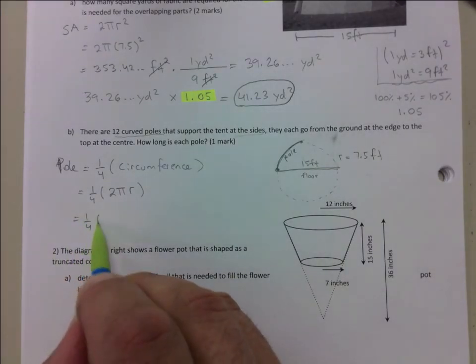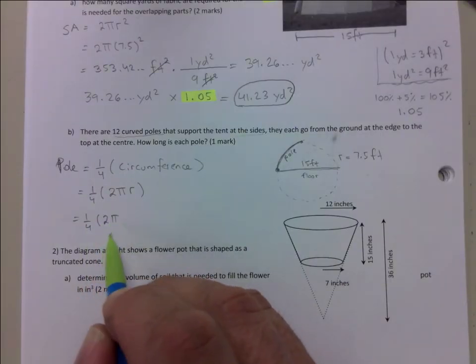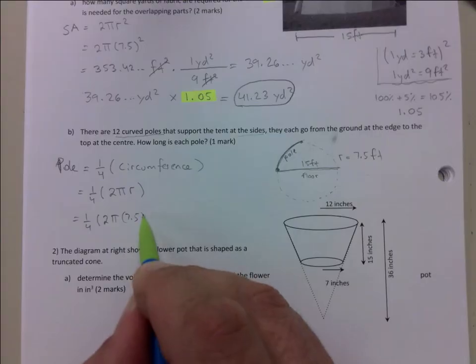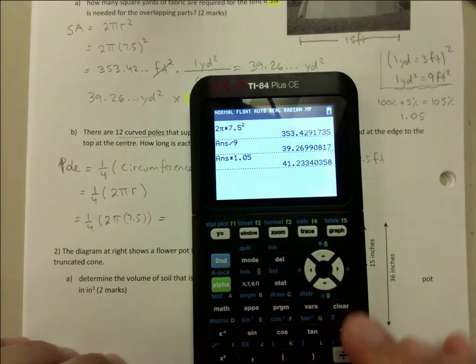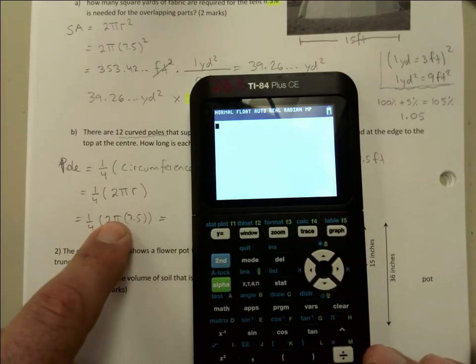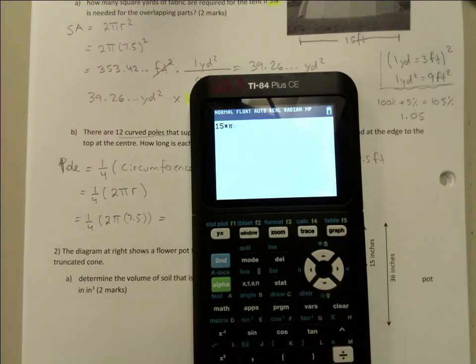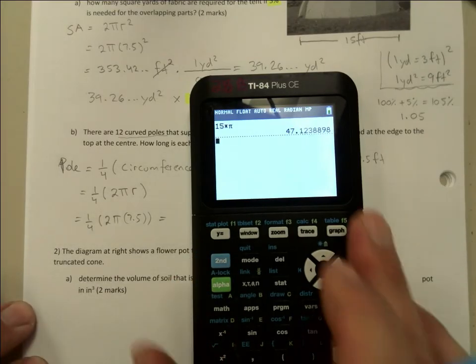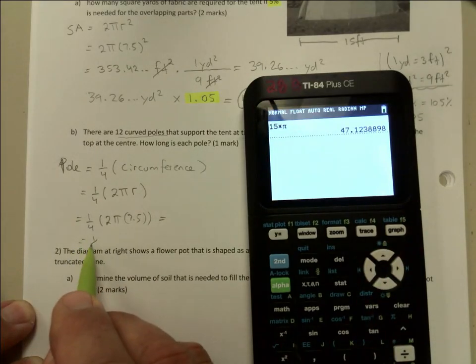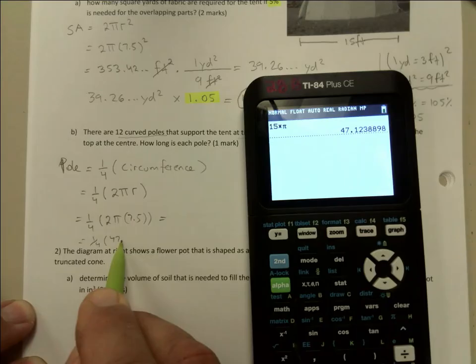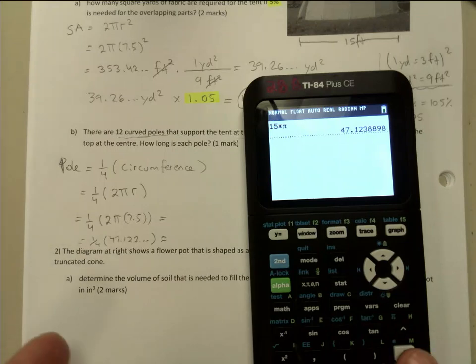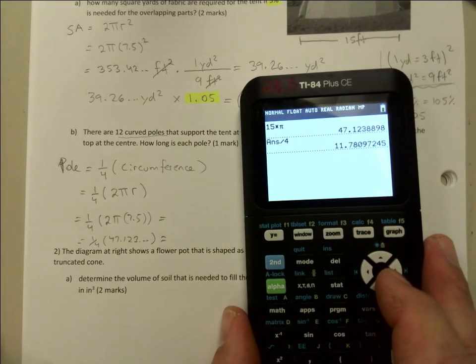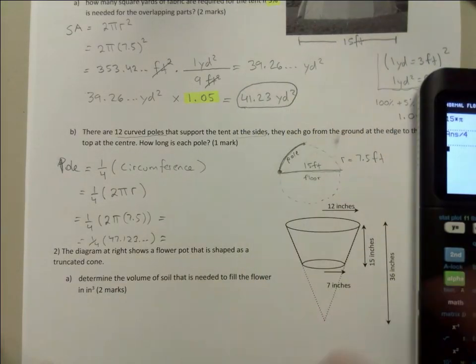So a quarter, 2 pi, the radius is 7.5. So that's basically 15 times pi, right? 2 times 7.5 is 15 times pi. And then we take a quarter of that. I want to show the work though, because some of us rush and then forget. So times a quarter is basically just divided by 4. So it's 11.78 feet.